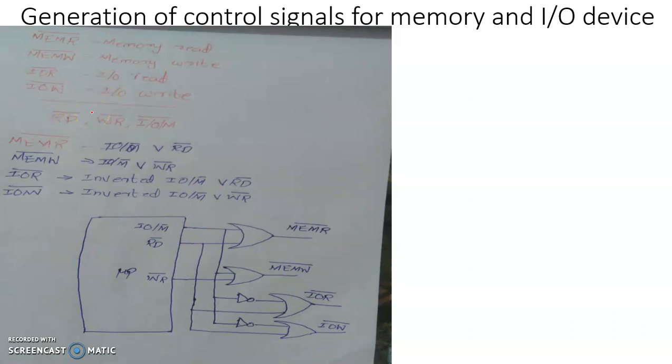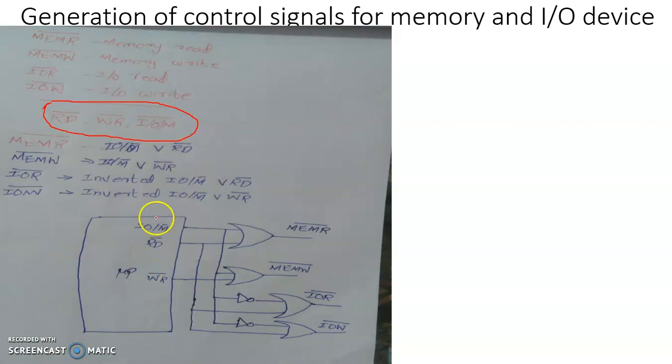Generally, in the case of microprocessors employing IO mapped IO scheme, these four basic control signals meant for memory and IO device interfacing are generated using the basic control lines RD bar, WR bar and IO bar M bar of the microprocessor. First of all, MEM-R bar control signal can be generated by an OR operation of IO bar M bar line and RD bar line. This is schematically shown here.